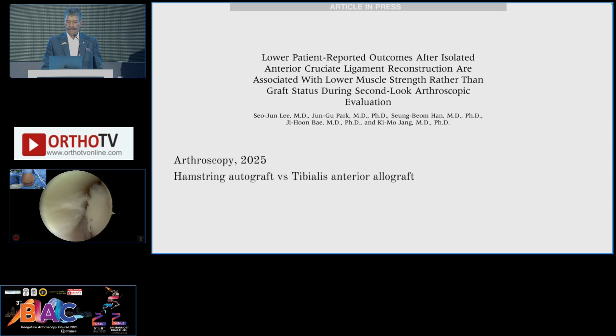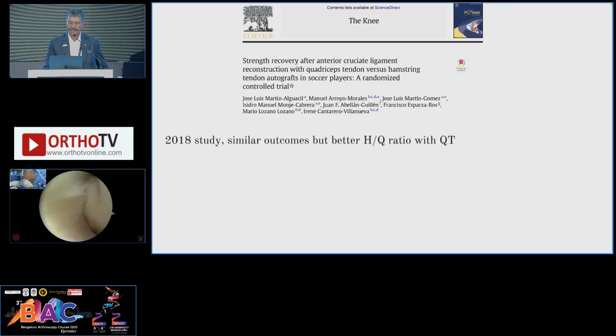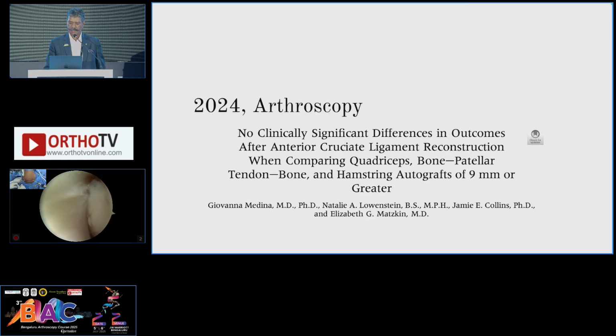Now, how do the results tie up? This was published recently in Arthroscopy 2025. This compared hamstring autograft with tibialis anterior allograft, and this showed that lower muscle strength was there with the relook graft evaluation. Generally, studies have found similar associations, similar outcomes both with hamstrings as well as with quadriceps tendon. Something known as the hamstrings quadriceps ratio is obviously better with the quadriceps tendon, and this contributes to limb symmetry index after ACL surgery. There are no significant clinical differences when you compare all the three grafts.